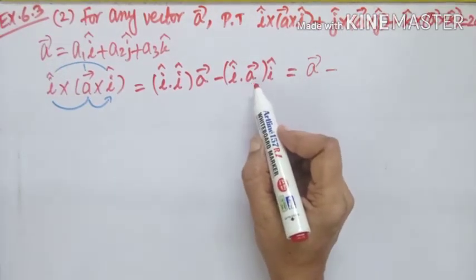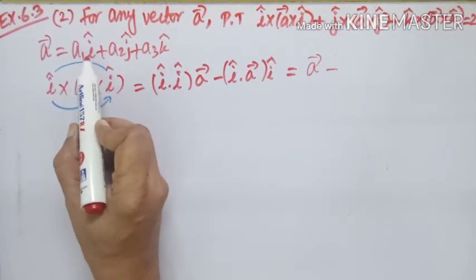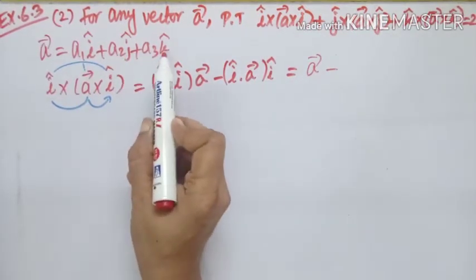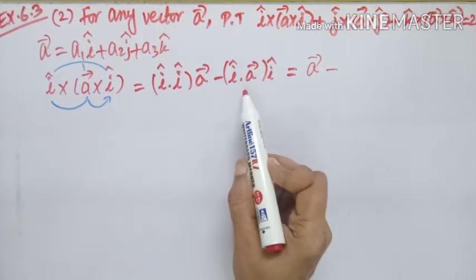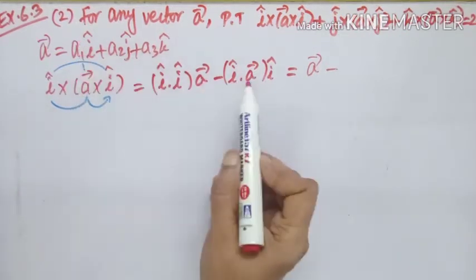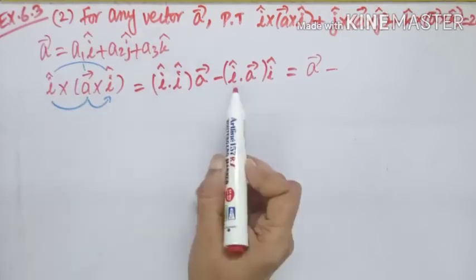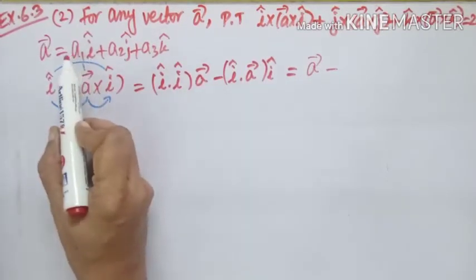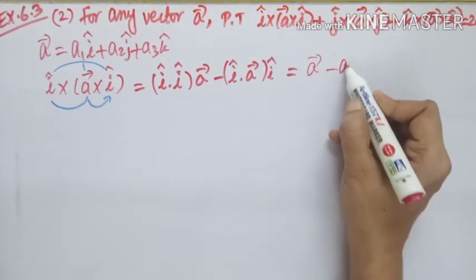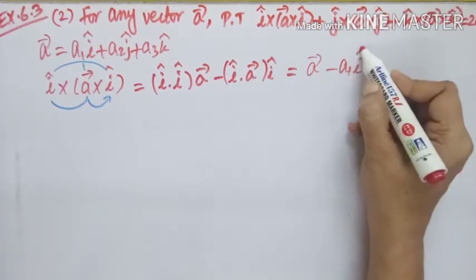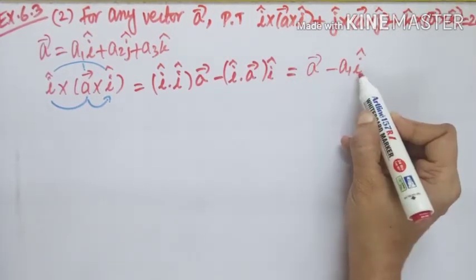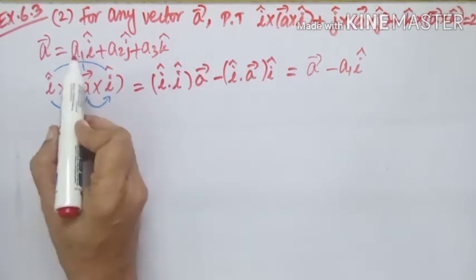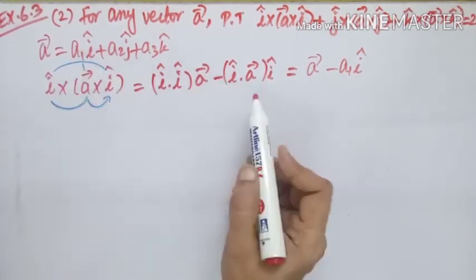I dot A, what is A actually? A1i plus A2j plus A3k. Then what is I dot A? When I do dot product, I and I multiply. So I and I means I get only A1. So it is A1i vector. I dot A means I and I multiply.